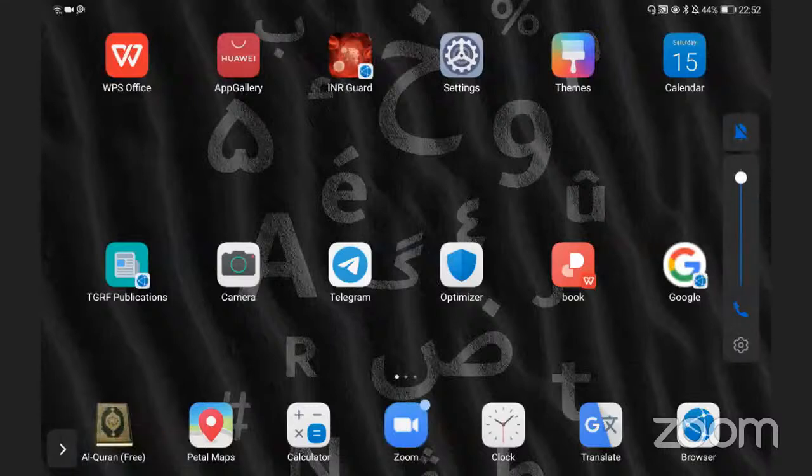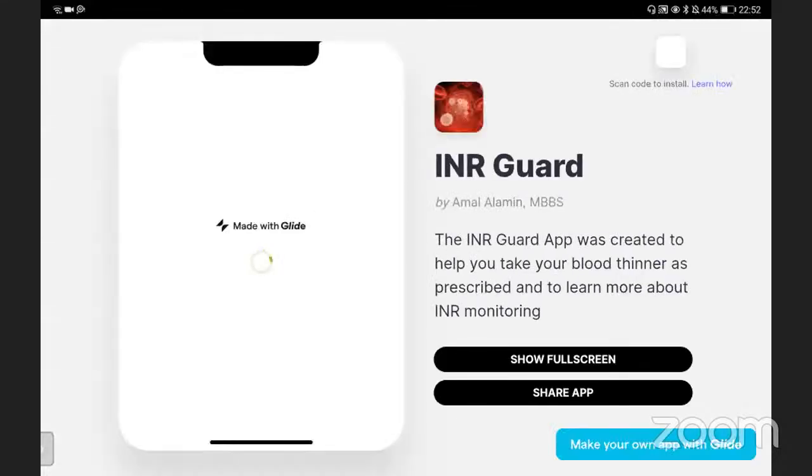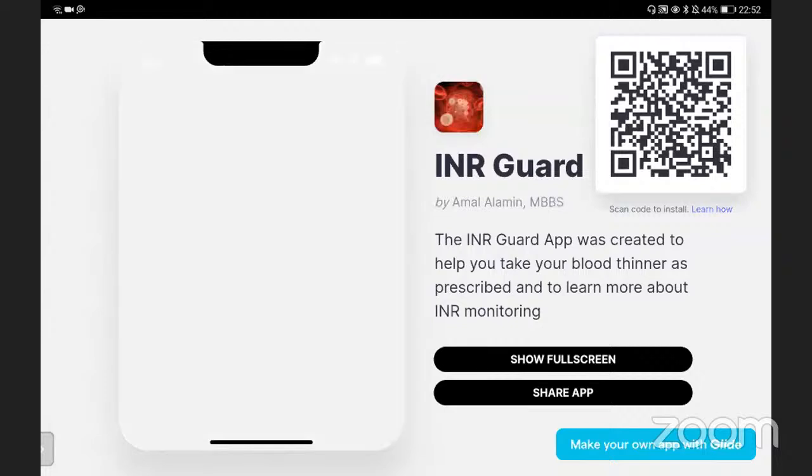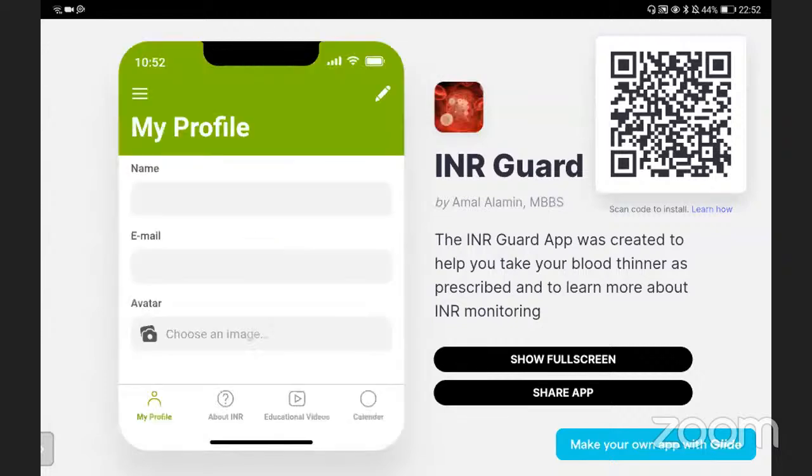This is the INR app I created. I called it the INR Guard. This is the first screen that is going to appear for the user, which in this case is my patient. I added a description for the app: the INR Guard app was created to help you take your blood thinner as prescribed and to learn more about INR monitoring.